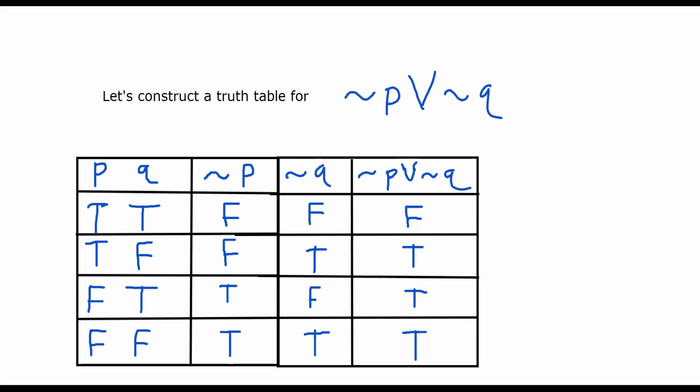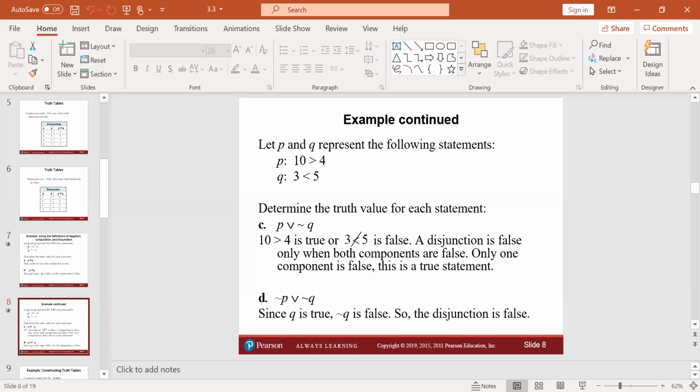So going back to the PowerPoint, we have the statements P, 10 is greater than 4. Now we actually have real values for P and Q. Q is the statement 3 is greater than 5. We said that P was true, the original P. Q, the original Q, was also true. That was the specific value for this specific example we're giving.